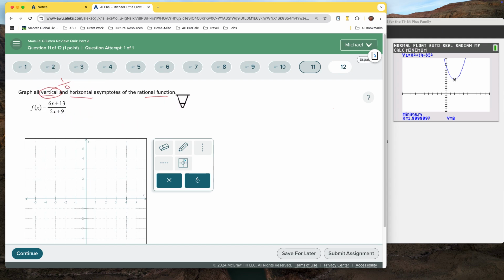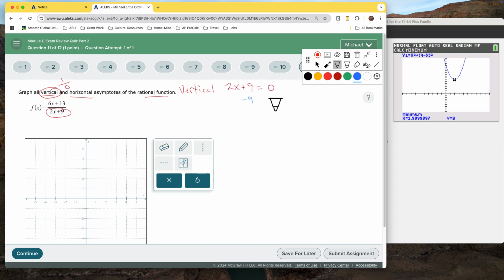So all we do for the vertical asymptotes is we take the denominator and we set it equal to 0. This will tell us where the vertical asymptote will be. So we solve this for x, subtract 9 from both sides, we get 2x equals negative 9, and then we divide by 2. So x equals negative 9/2. That's going to be a vertical asymptote.